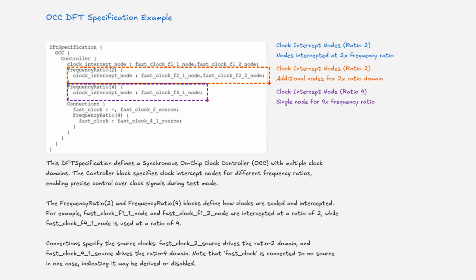Connections specify the source clocks. Fast clock 2 source drives the ratio 2 domain, and fast clock 41 source drives the ratio 4 domain. Note that fast clock is connected to no source in one case, indicating it may be derived or disabled.